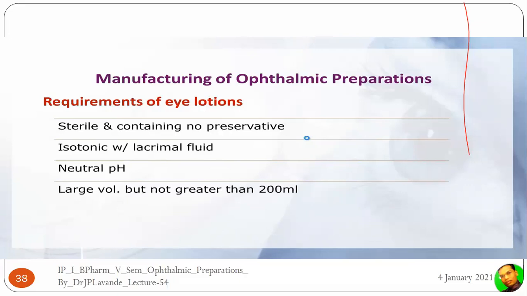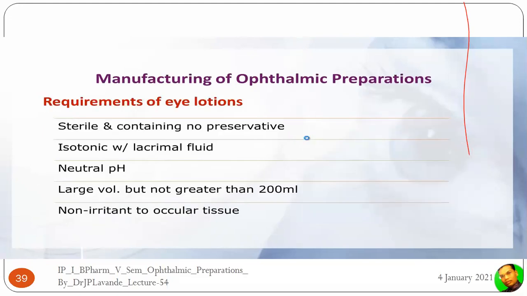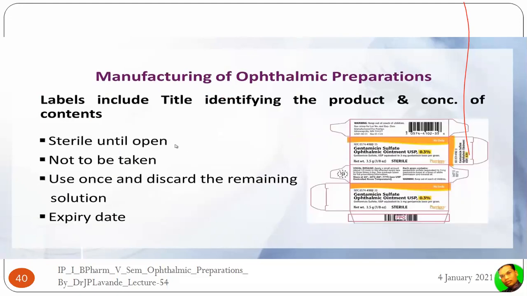Eye lotions can be provided up to a maximum of 200 ml. Then it should be non-irritant to the ocular tissues. So all these are the ideal requirements in the case of eye lotions. In the case of ophthalmic products, there is a need to have some labeling instructions.